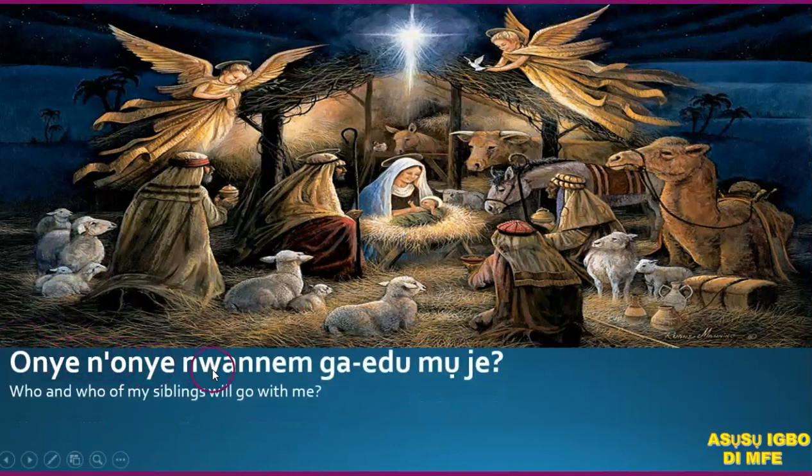Onye na onye nwanne m ga-edu m je. Who and who of my siblings will go with me? Can you see they're having a meeting here? We're going to see the newborn king. Who and who of my siblings will go with me? Onye na onye nwanne m ga-edu m je.